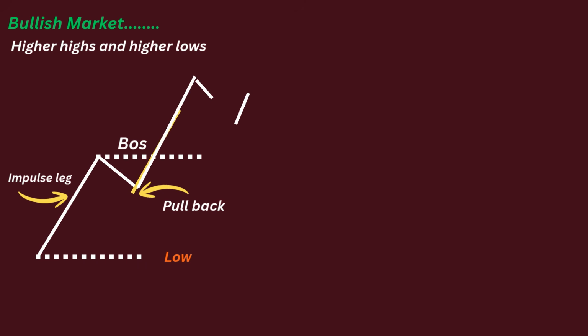When price consistently breaks structure to the upside, the market is in an uptrend, or bullish. It forms a series of higher highs and higher lows. Buyers are in control, and we only look for buying opportunities. Every time price breaks a previous high, it's signaling strength. And when pullbacks fail to break below previous lows, that's even more confirmation.